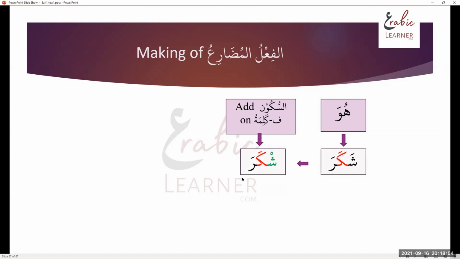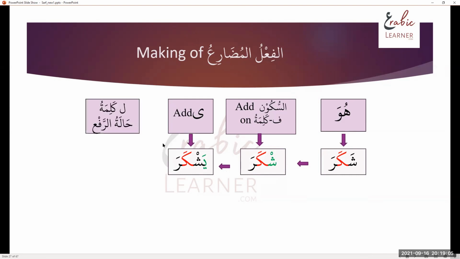What is the next step? The next step is to add ya in the beginning. So I have put ya in the beginning. Okay, so it became yashkara. Then lam kalima will take the halat of raf. So it will take dhamma, yashkuru. Now, as some of the sisters have written in the chat window, yashkaru.